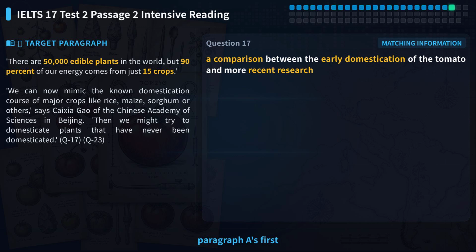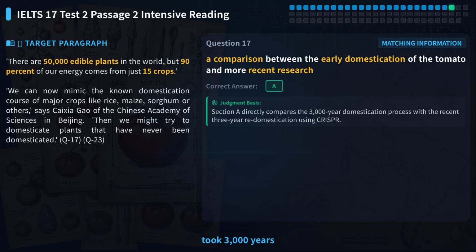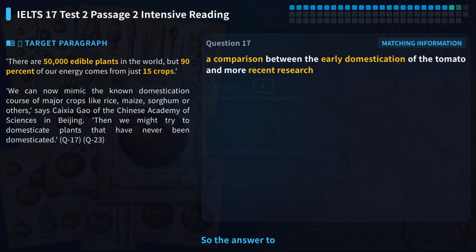Scanning the passage, paragraph A's first sentence says it took 3,000 years to domesticate the wild tomato. The second sentence says 2 teams did it again in less than 3 years. This is a direct time comparison. So the answer to question 17 is A.